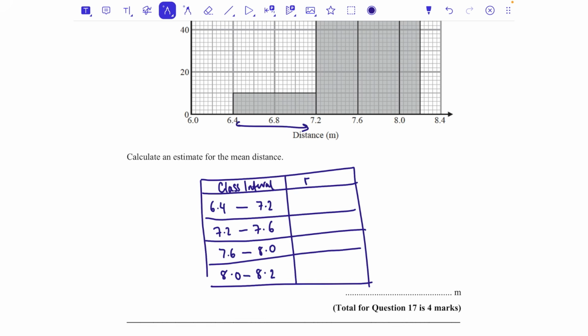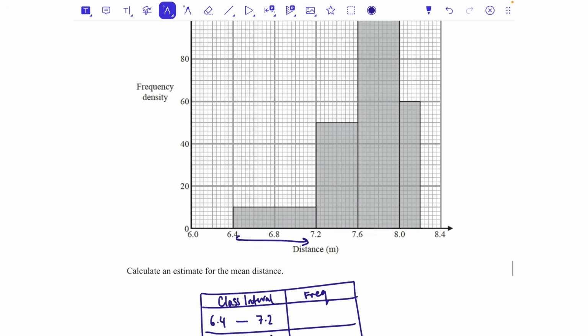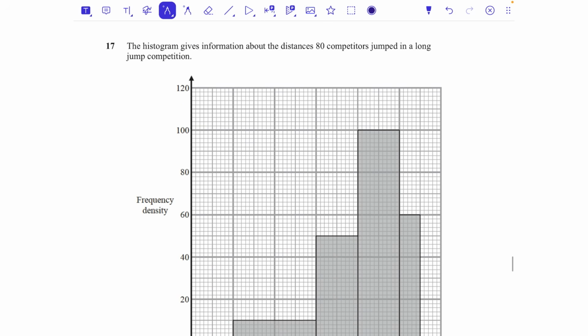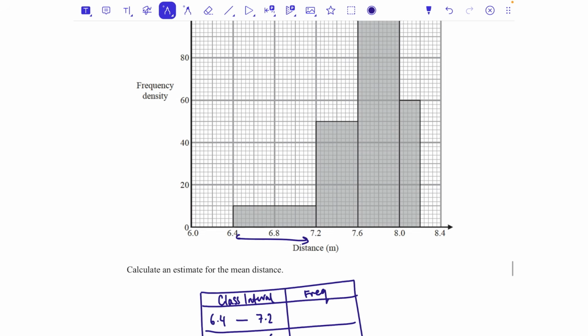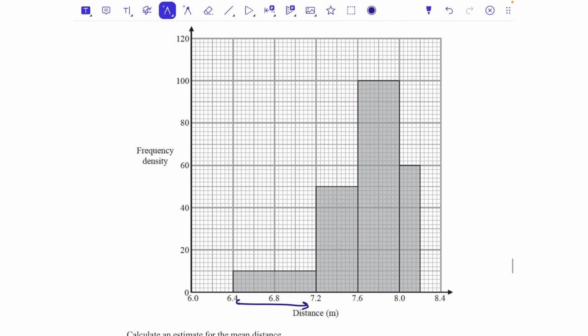Now the frequency would normally be in this column, and then we'd do midpoint times frequency, we'd add it all up and divide by how many competitors there were, so divide it by 80 afterwards. Now, I don't know how many people there are, but I know that we get the frequency on a histogram by finding out the area of the bar. So how many people are in this category? Well, it would be the area of that category.